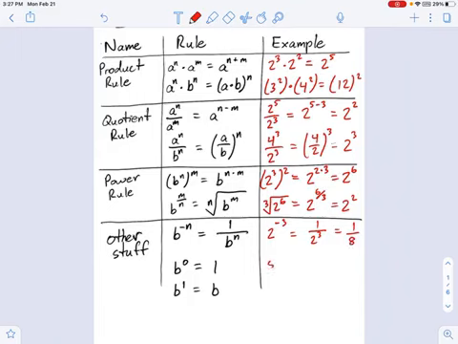And then, here, I'm tired of 2's. 5 to the 0 power. We remember this one, right? It's 1. And 5 to the 1 power, that's equal to 5. Okay, anything to the 1st power is equal to itself. Anything to the 0 power is just equal to 1.